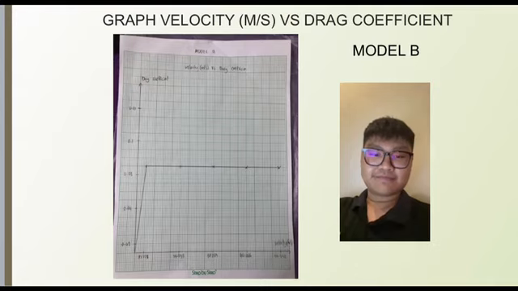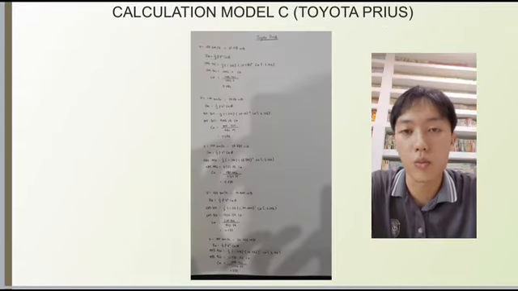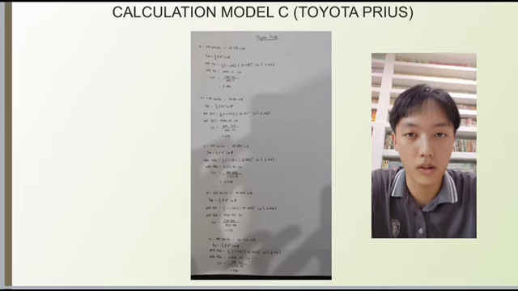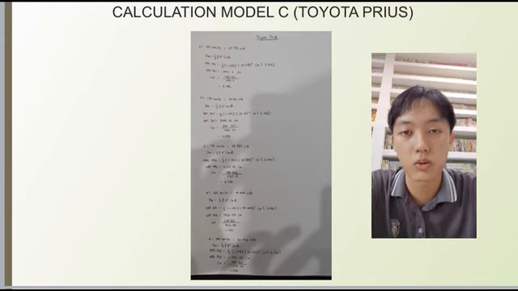Here is the calculation for Model C. I have used the five velocities according to the question, which are 100, 120, 140, 160, and lastly 200 km per hour. But in the calculation, we will be using meters per second instead of kilometers per hour.